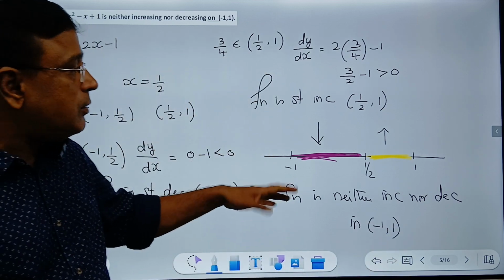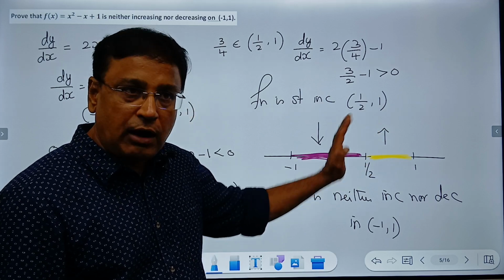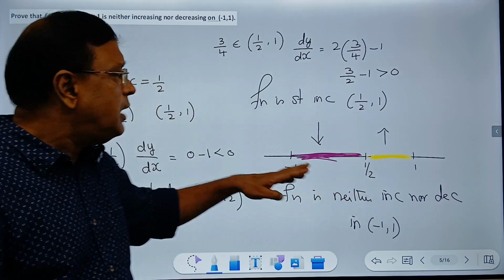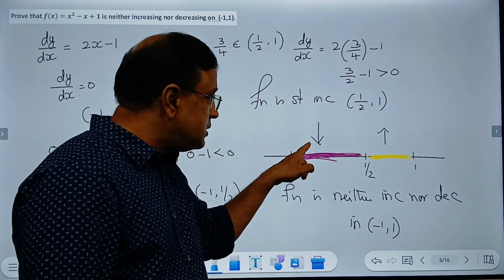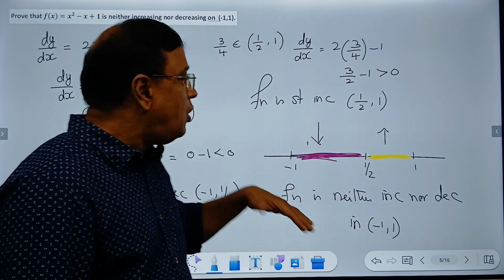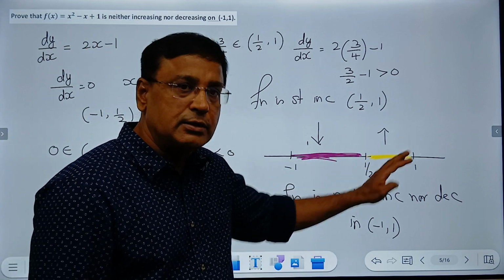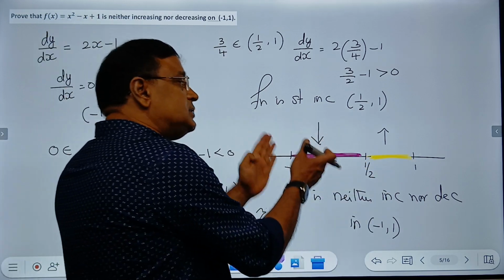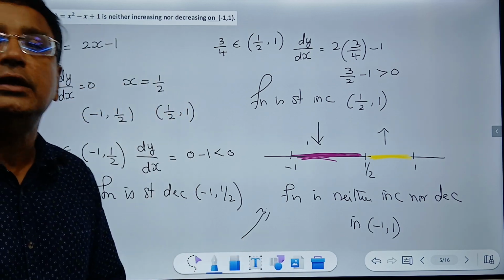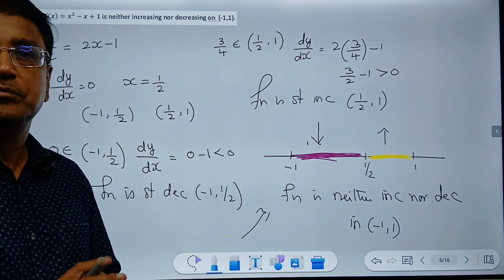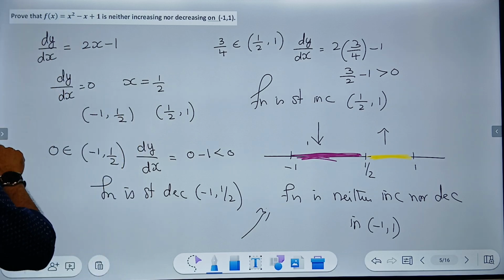Let us assume that for half comma 1 it was decreasing. Then I can say from minus 1 to 1 it is decreasing, because this is decreasing, this is decreasing. Or if this had been increasing, I can say minus 1 to 1 it is increasing. But partly it is decreasing and partly it is increasing. So I can conclude that the function is neither increasing nor decreasing. Clear? We'll just test this on GeoGebra and see how the graph looks.